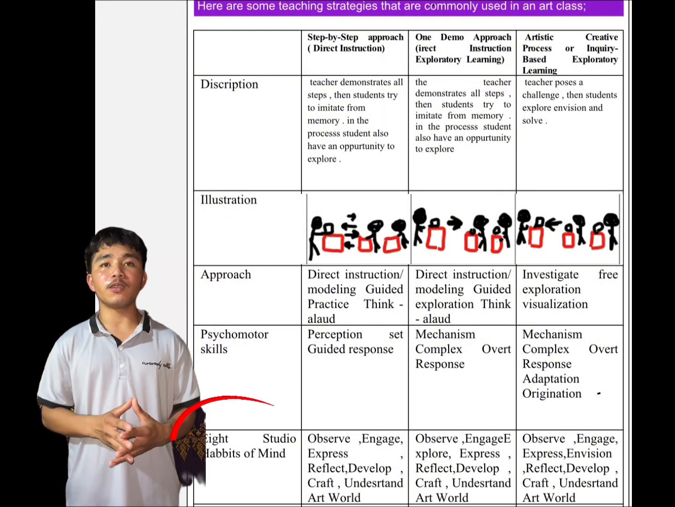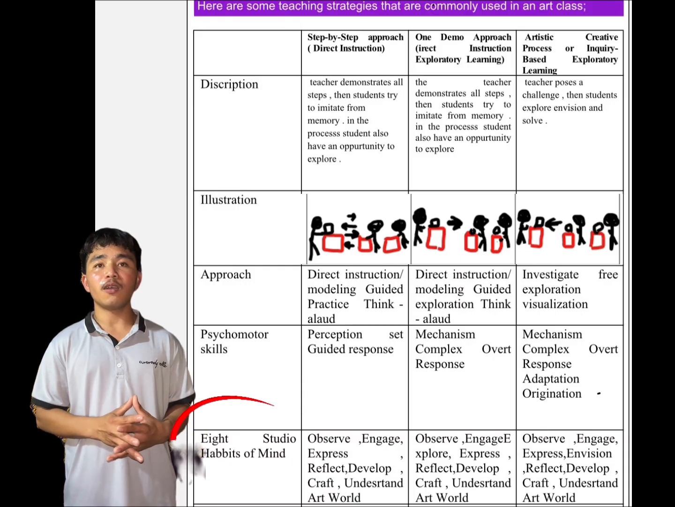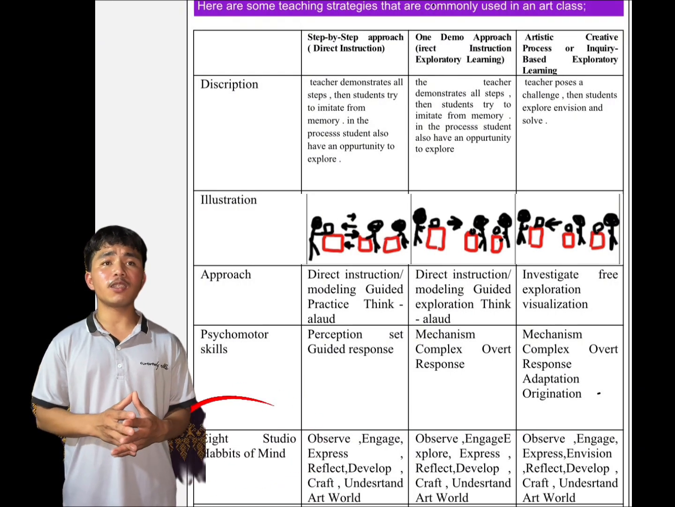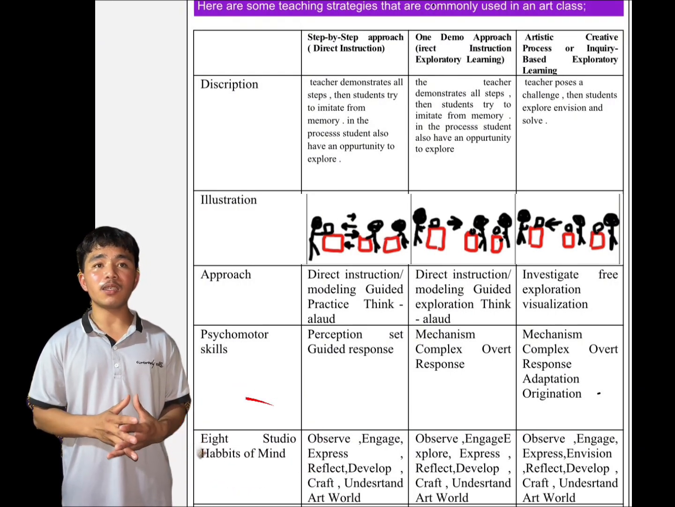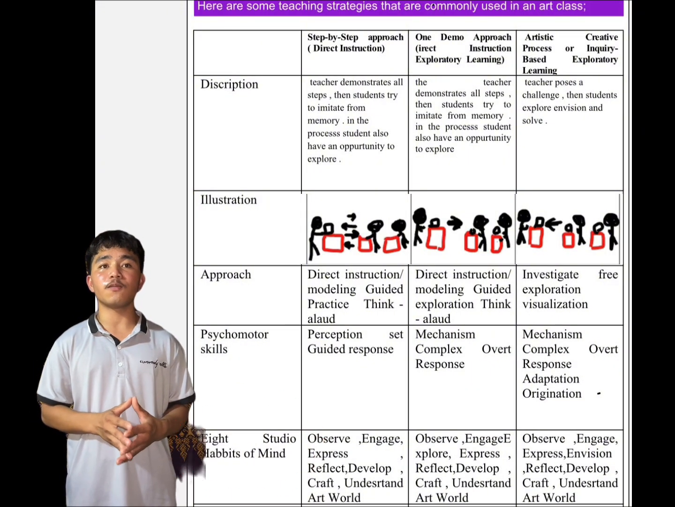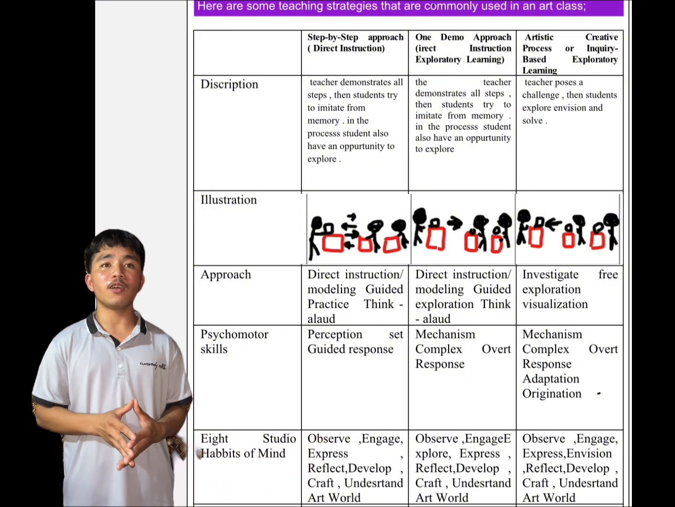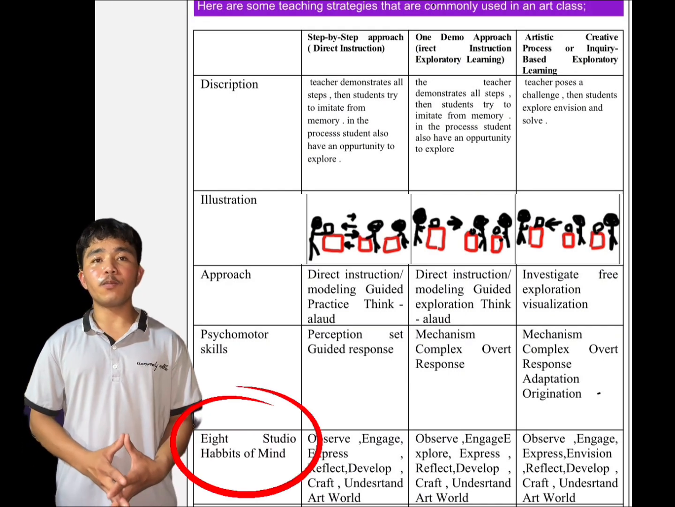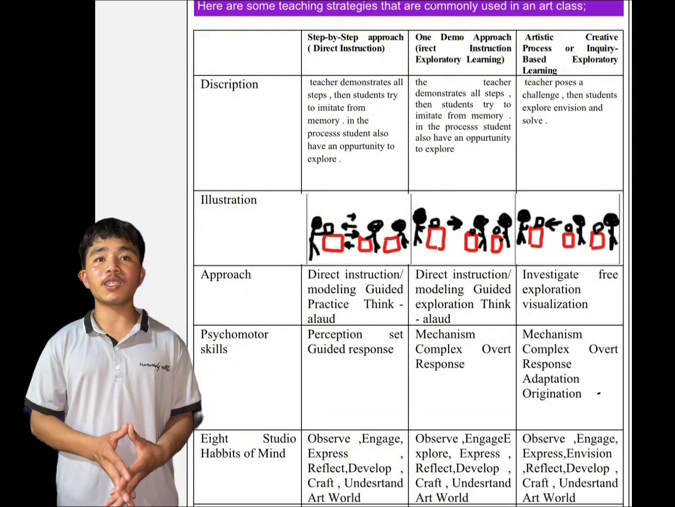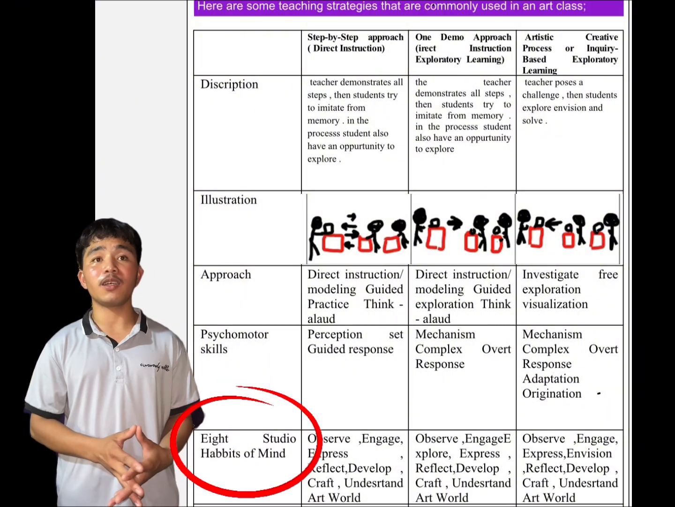Then, these three approaches have 8 studio habits of mind. First, the studio habits of mind in the step-by-step approach or direct instruction are observe, engage, express, reflect, develop craft, and understand art world. In the one demo approach or direct instruction exploratory learning, they are the following.